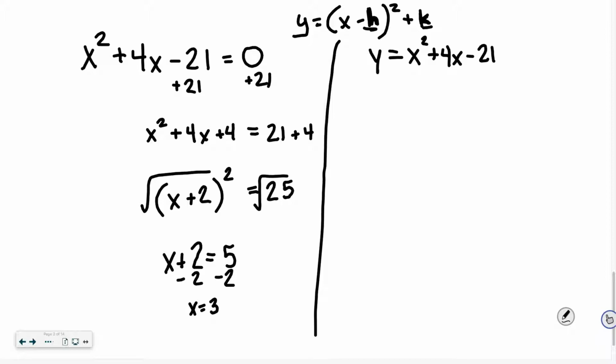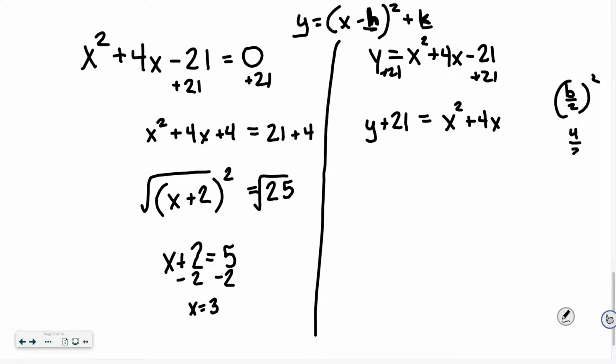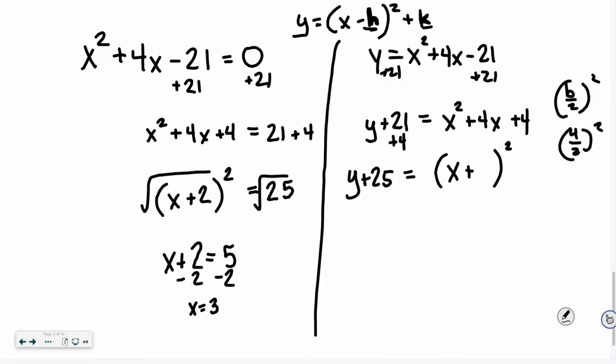What's the first thing I can do here? Add 21. Good. I'm going to add 21 to both sides. So we have y plus 21 equals x squared plus 4x. Now what? The b divided by 2 squared. Now I'm going to complete the square. I'm going to do my b divided by 2 squared, which is 4 divided by 2 squared, so that's going to be 4. I'm going to add 4 here and also 4 here. So I have y plus 25 equals, at this point I can rewrite this as my perfect square, as my binomial square.